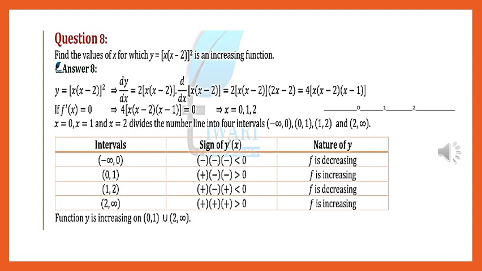Question number 8. Find the values of x for which x into x minus 2 the whole square is an increasing function. The same as question number 6. So find dy by dx, equate it with 0, and plot the points on the number line. Observe the sign of f dash x in each of the subintervals and decide the interval in which the function is increasing. That is determined by the sign of f dash x.